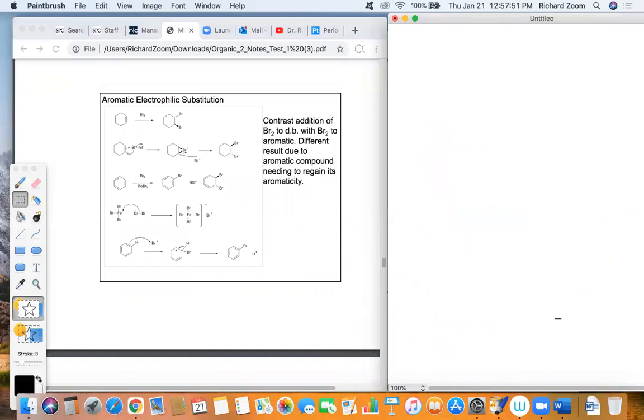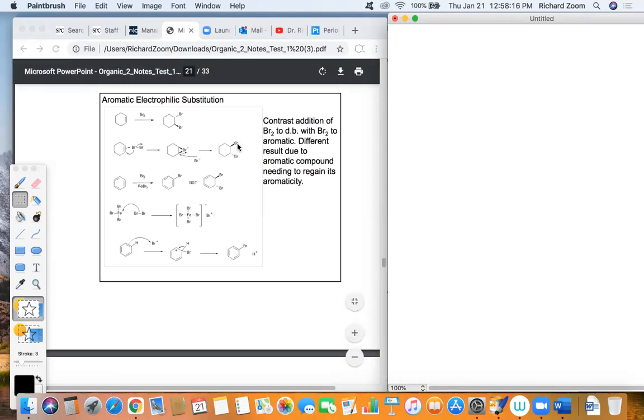Now, way back in organic one, you would have done a reaction that involved a double bond here and bromine. And when you do that reaction, I've got the mechanism down here, you end up with two bromines and they end up being in a trans configuration on the ring.